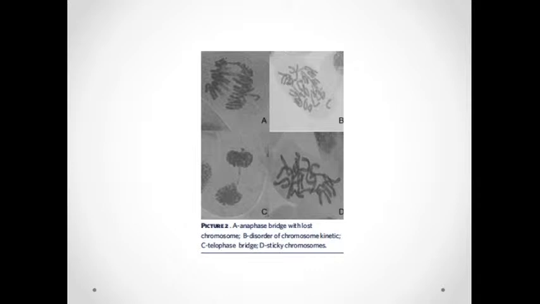And these are some cell figures we can see. In case A, we can see an anaphase bridge with lost chromosomes. In figure B, we can see disorder of the chromosome kinetics. Chromosomes are not moving as they should be. In case C, a telophase bridge is there, and D shows sticky chromosomes. So they become flat like a worm. They are not as the chromosomes should be. They are all clumped and act like sticky chromosomes.